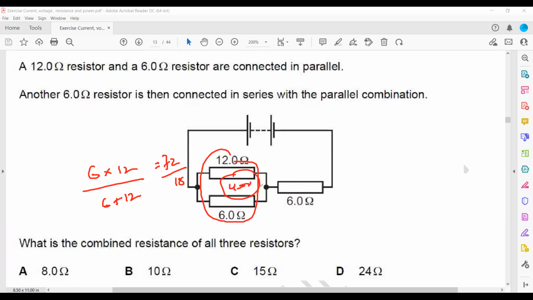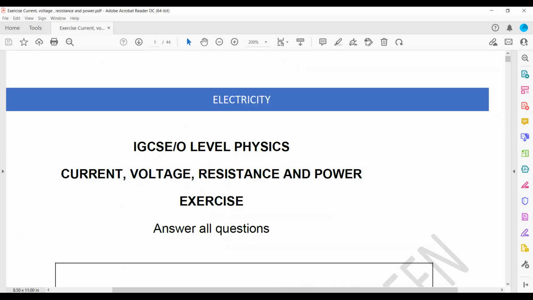So this is 4, and next to that the 6 ohm is in series. Whenever two resistors are in series, we add them: 4 plus 6 equals 10. So B should be the right answer. Whenever we are finding the combined resistance, if they are in parallel, the formula is product divided by sum, and when they are in series, we simply add them. So these are some questions related to the topic of resistance.